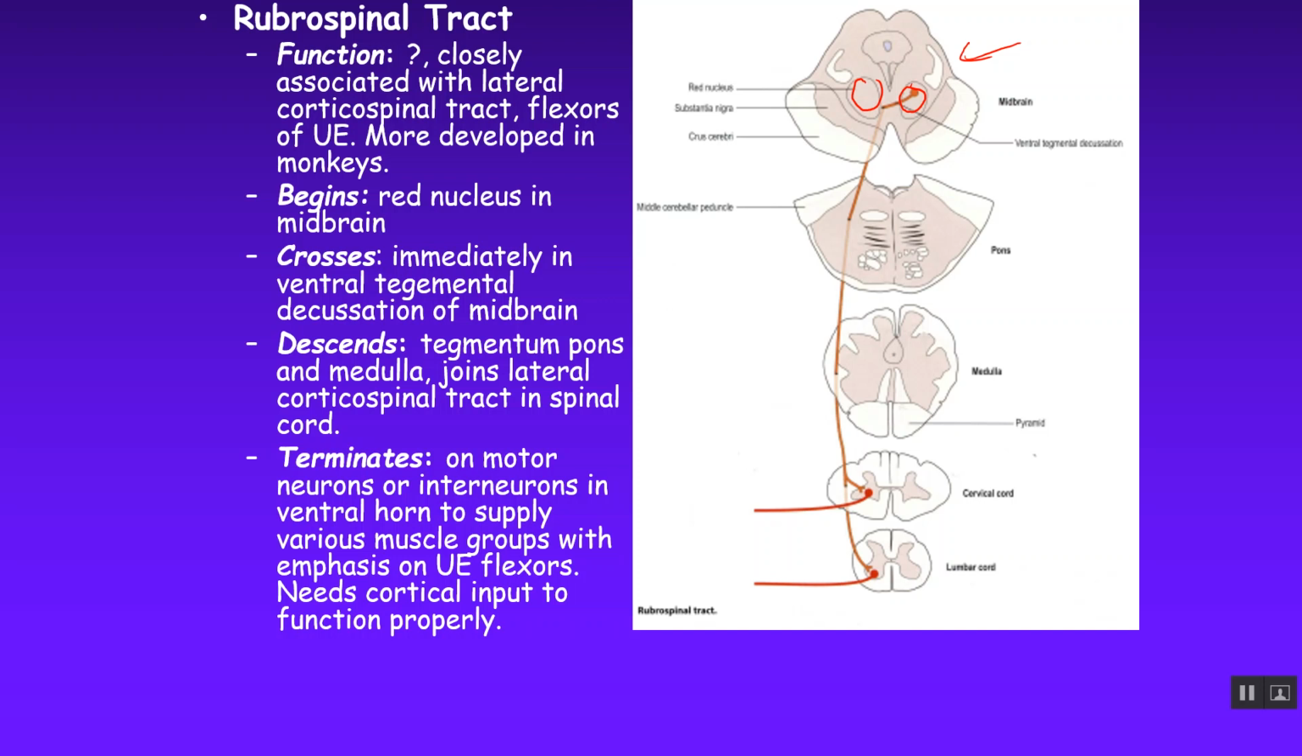It immediately crosses over in the ventral tegmental decussation of the midbrain. So this is the midbrain. This whole region right here is the tegmentum of the midbrain, and it crosses over a little more ventrally in that tegmentum. That's why it's called the ventral tegmental decussation. And then you have the red nucleus here doing that, so you've got a crossing over point of those rubrospinal tracts. That's the ventral tegmental decussation.